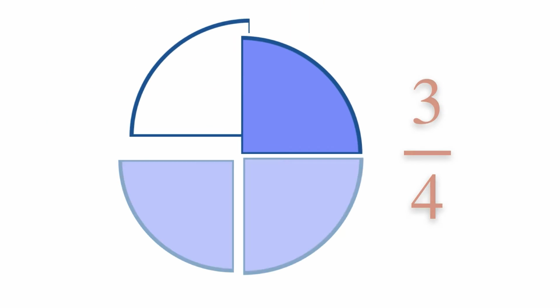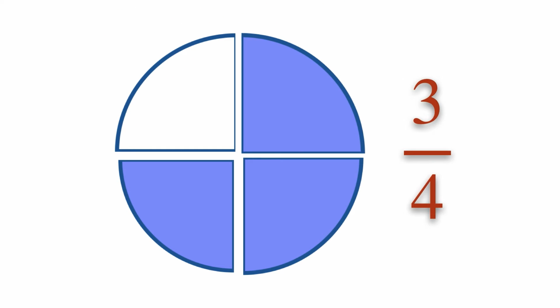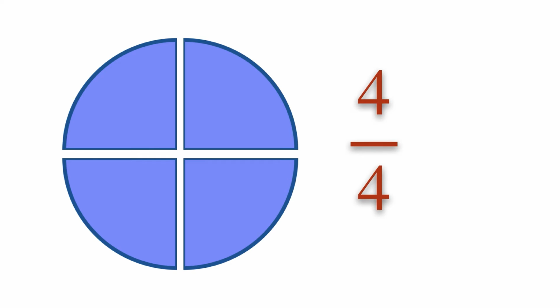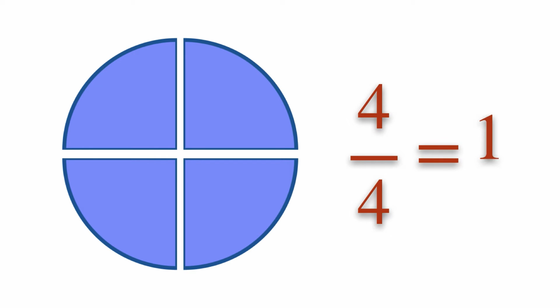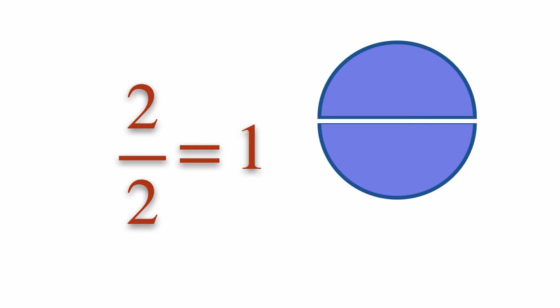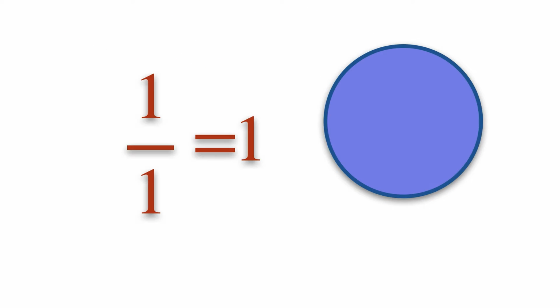Similarly, when 3 portions of the circle are shaded, your fraction is 3/4. When 4 portions of the circle are shaded, your fraction is now 4/4. As you've shaded the whole circle, this is also equivalent to 1 whole. And 2/2 is also 1, as it means 1 whole is made out of 2 parts. Similarly, 1/1 is also equal to 1, as it means 1 whole circle is made out of 1 whole part.